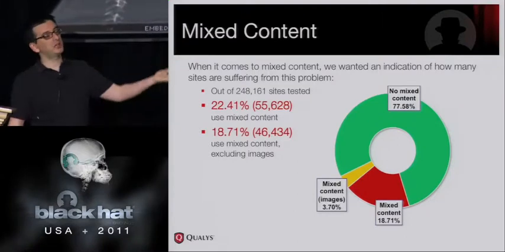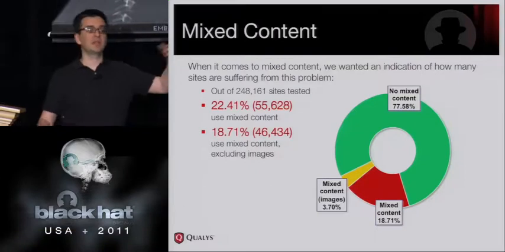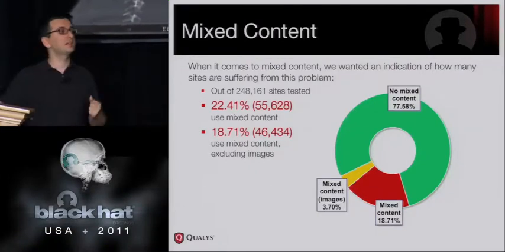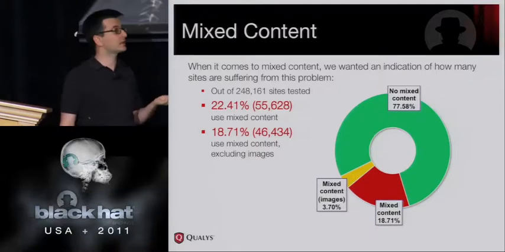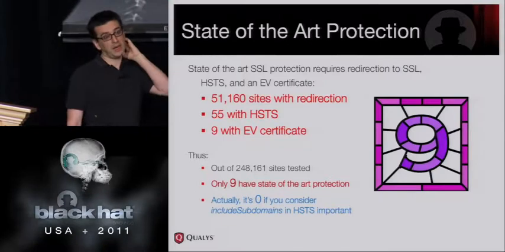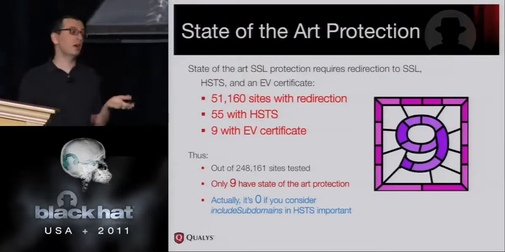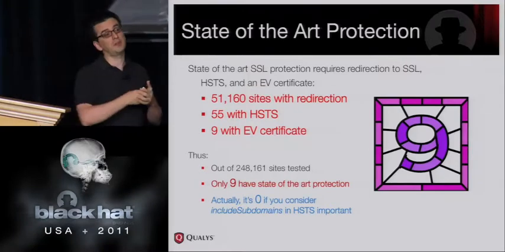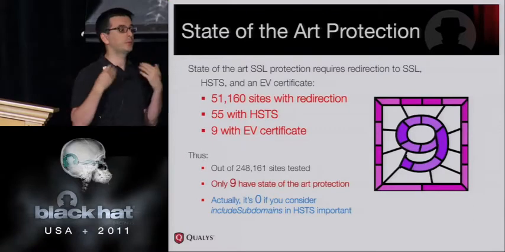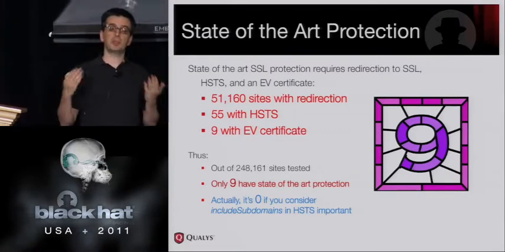And then we looked at our state-of-the-art protection, and we started to look at how many sites have redirection to SSL, how many sites use STS, how many sites have extended validation certificates, and I can actually tell you what the number is. We found only 9 sites among our data sample of 250,000 sites that have all these 3 factors together. So these are nine sites in our study for which we could say that they have properly secure SSL.